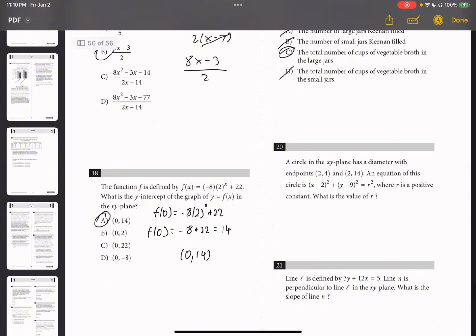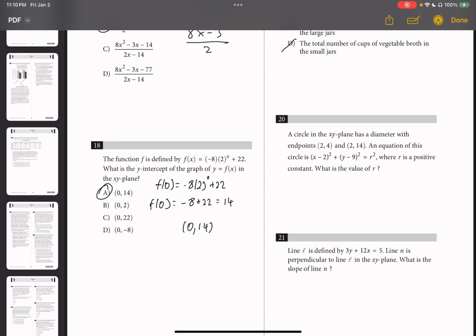Okay. Question 20. A circle in the xy-plane has a diameter with endpoints (2, 4) and (2, 14). An equation of this circle is (x minus 2) squared plus (y minus 9) squared is equal to r squared, where r is a positive constant. What is the value of r?